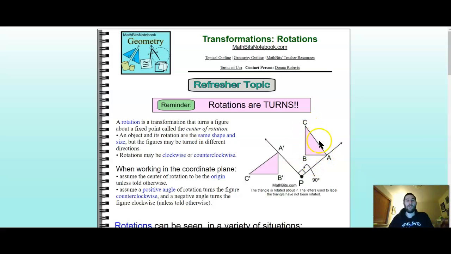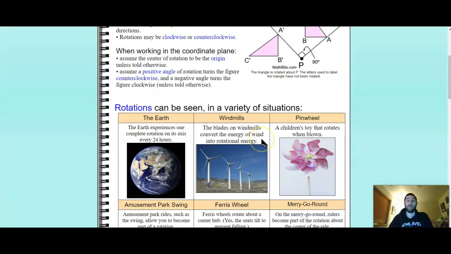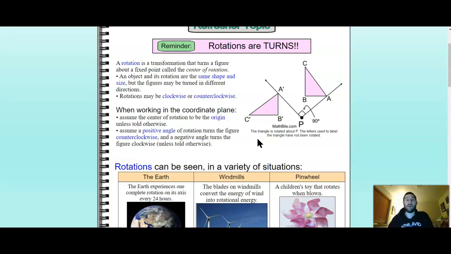Now, if you notice, our shape does move position and it changes orientation. So here C was at top. Once we rotated 90 degrees, C is now on the bottom with A prime at top, where A was on the side before.